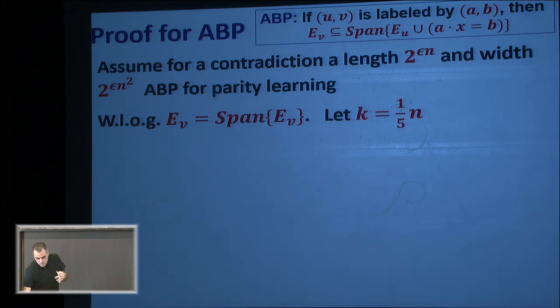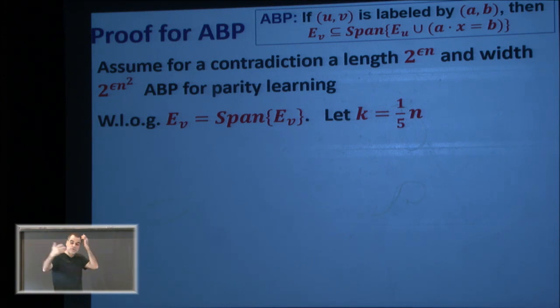Okay, first I want some notations. First I'm going to assume that EV equals the span of EV, so you remember all the span of the linear equations. I do that just so that I don't have to introduce a new notation for span EV. And it's without loss of generality, of course. Think of EV as a subspace of equations.